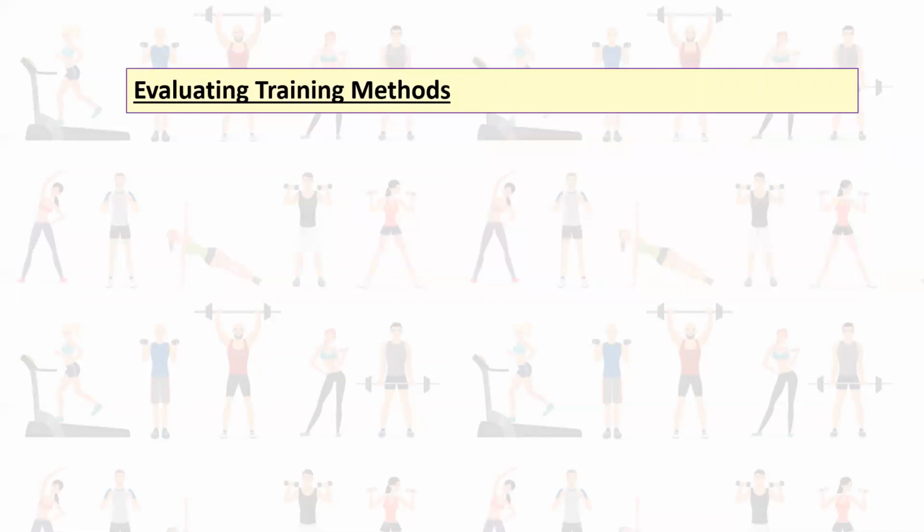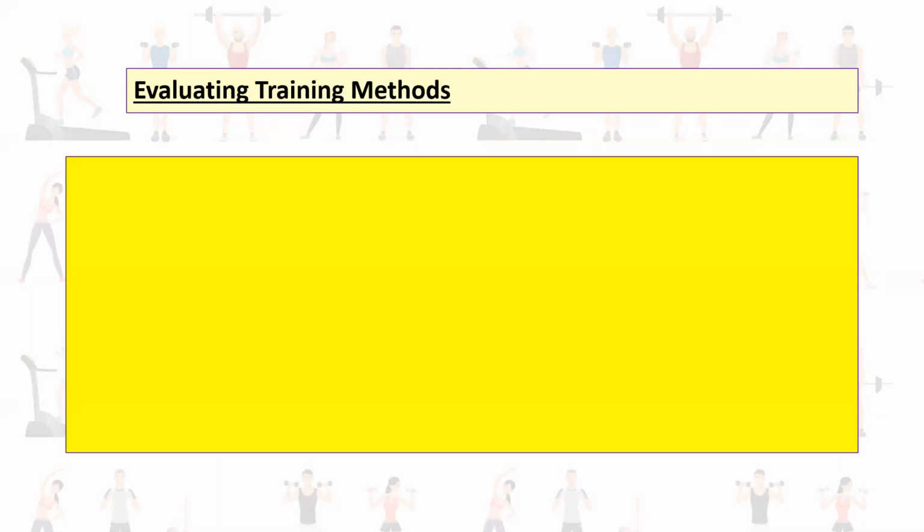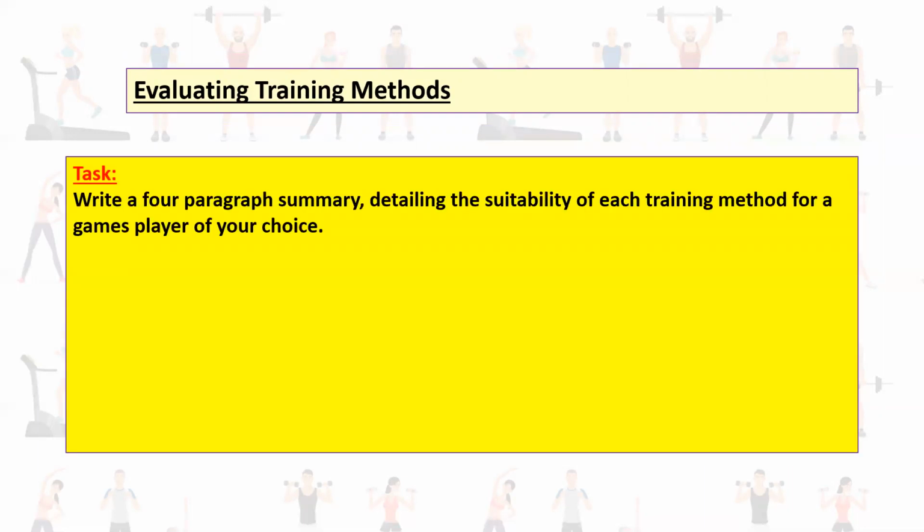And then in terms of the main task, let me just give you an overview of what I'm hoping you can get done today. And then I'll go through each training method in a little bit more detail. So the overall task for you, 4 paragraphs summary detailing the suitability of each training method for a games player of your choice.